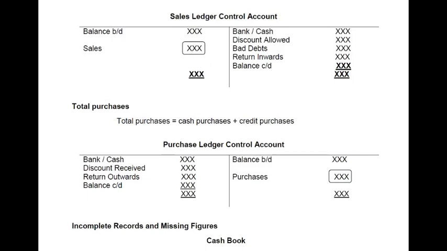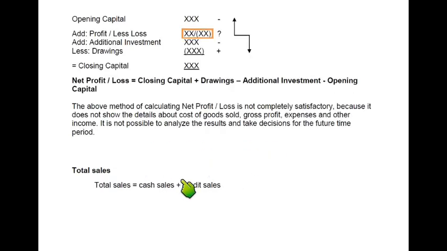So therefore, if we add cash sale to this credit sale, we'll get total sale. Credit sales will be found with this SLCA and cash sale will always be given in the question. And if it is not given, we'll be assuming all the sales are on credit. So therefore, the credit sale becomes the total sale that will be included in an income statement.